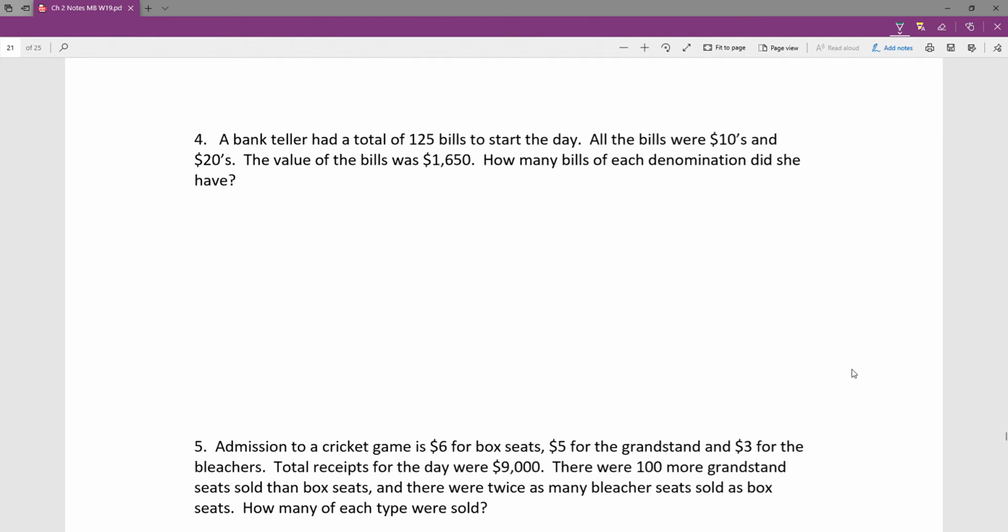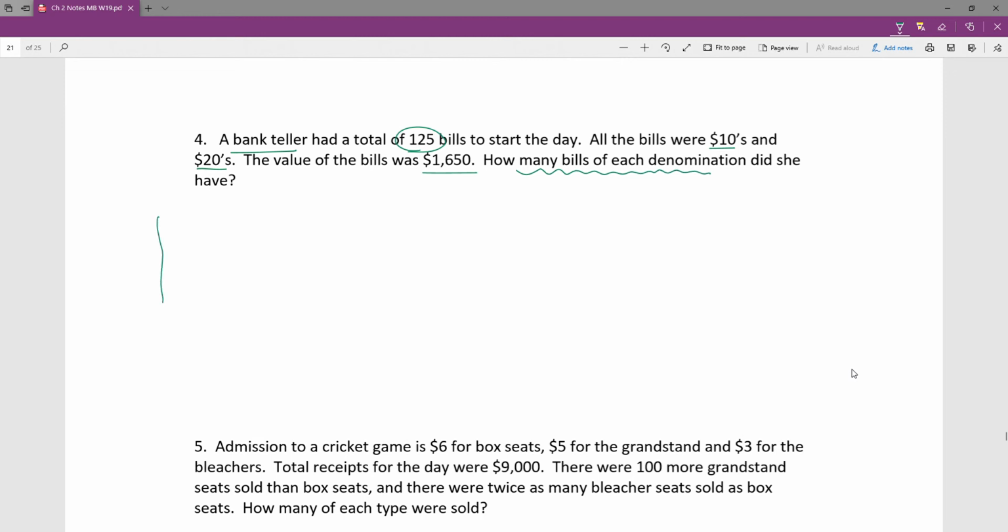The next question here, again, futile. So it's about a bank teller. And the bank teller knows that she has 125 bills. All the bills are either 10s or 20s, and she knows the total value of them. Instead of her just counting how many of each kind, we're going to do algebra to figure out how many bills of each denomination she has, okay? Totally not a practical solution.